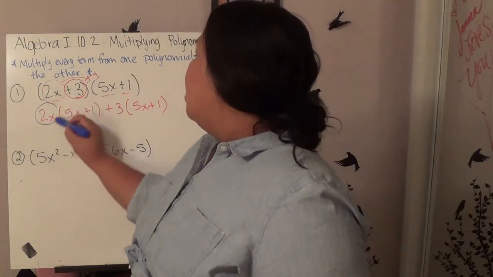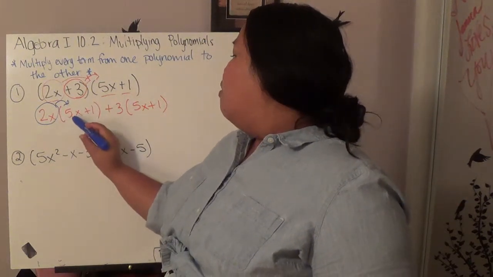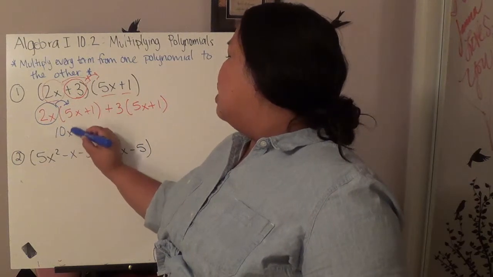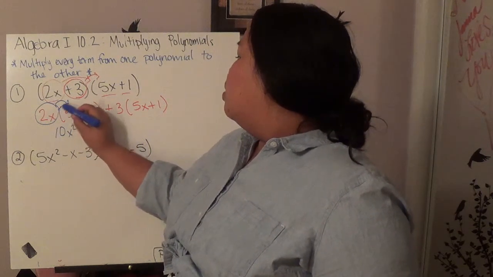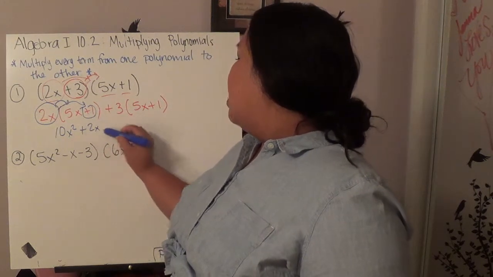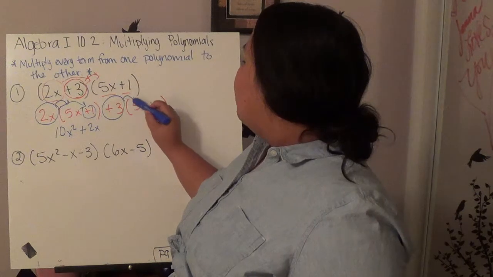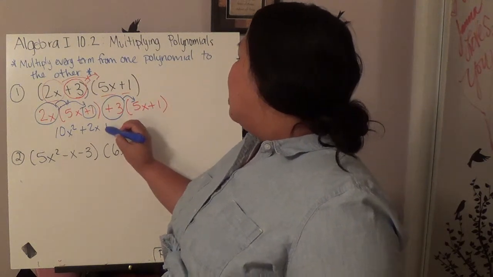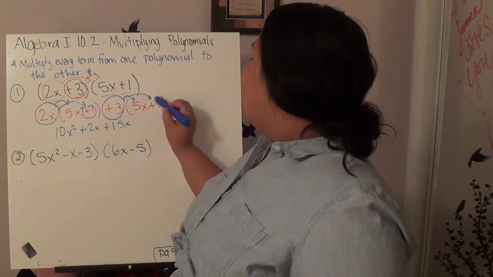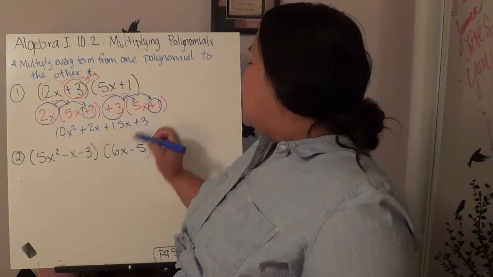So I'm going to distribute this. I'm going to do 2x times 5x, which gives me 10x squared. Okay, and then 2x times positive 1 gives me positive 2x. Okay, and this one I'm going to take the whole thing, so positive 3x times positive 5x gives me positive 15x, and then positive 3x times positive 1 gives me positive 3x.